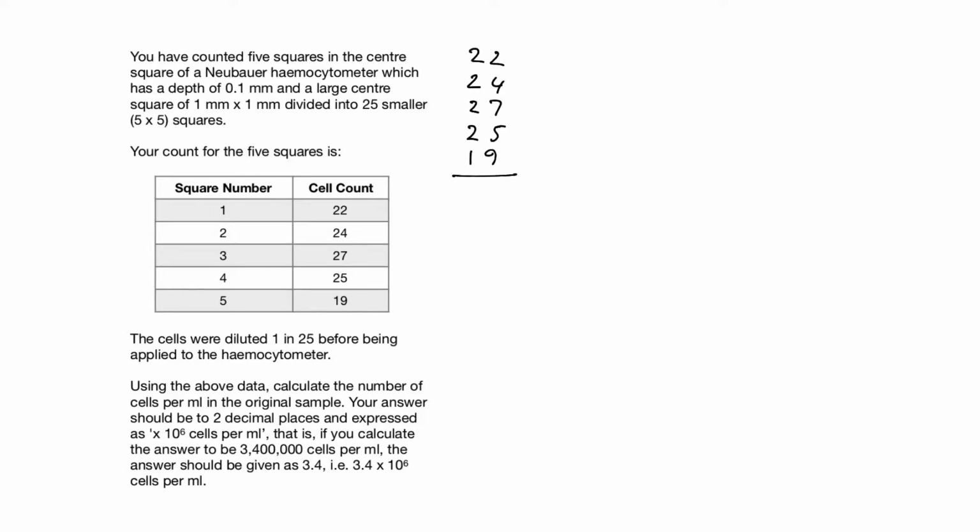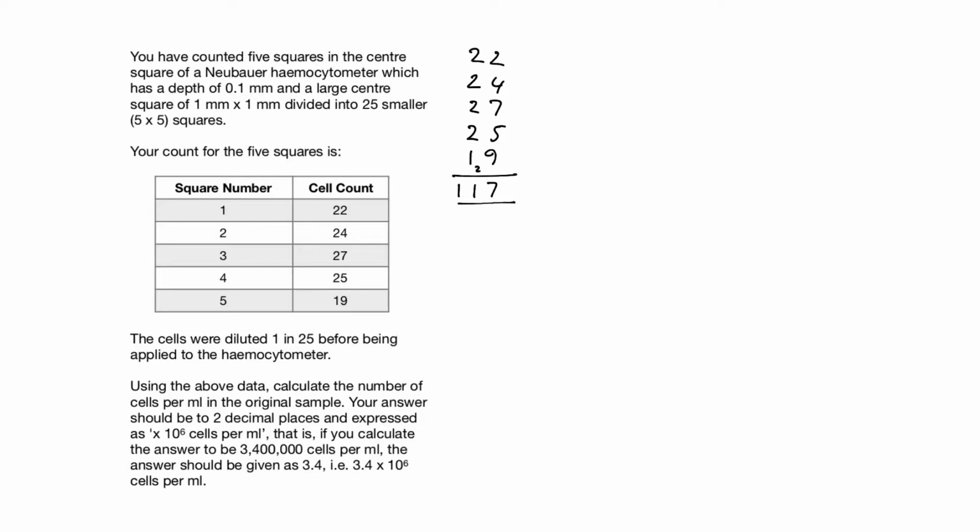We add these together. 2 plus 4 plus 7 plus 5 plus 9 is 27, so carry the 2. 2 plus 2 plus 2 plus 2 plus 1, add in the 2 that was carried forward, gives us 11. So in the 5 squares we have a total of 117 cells.